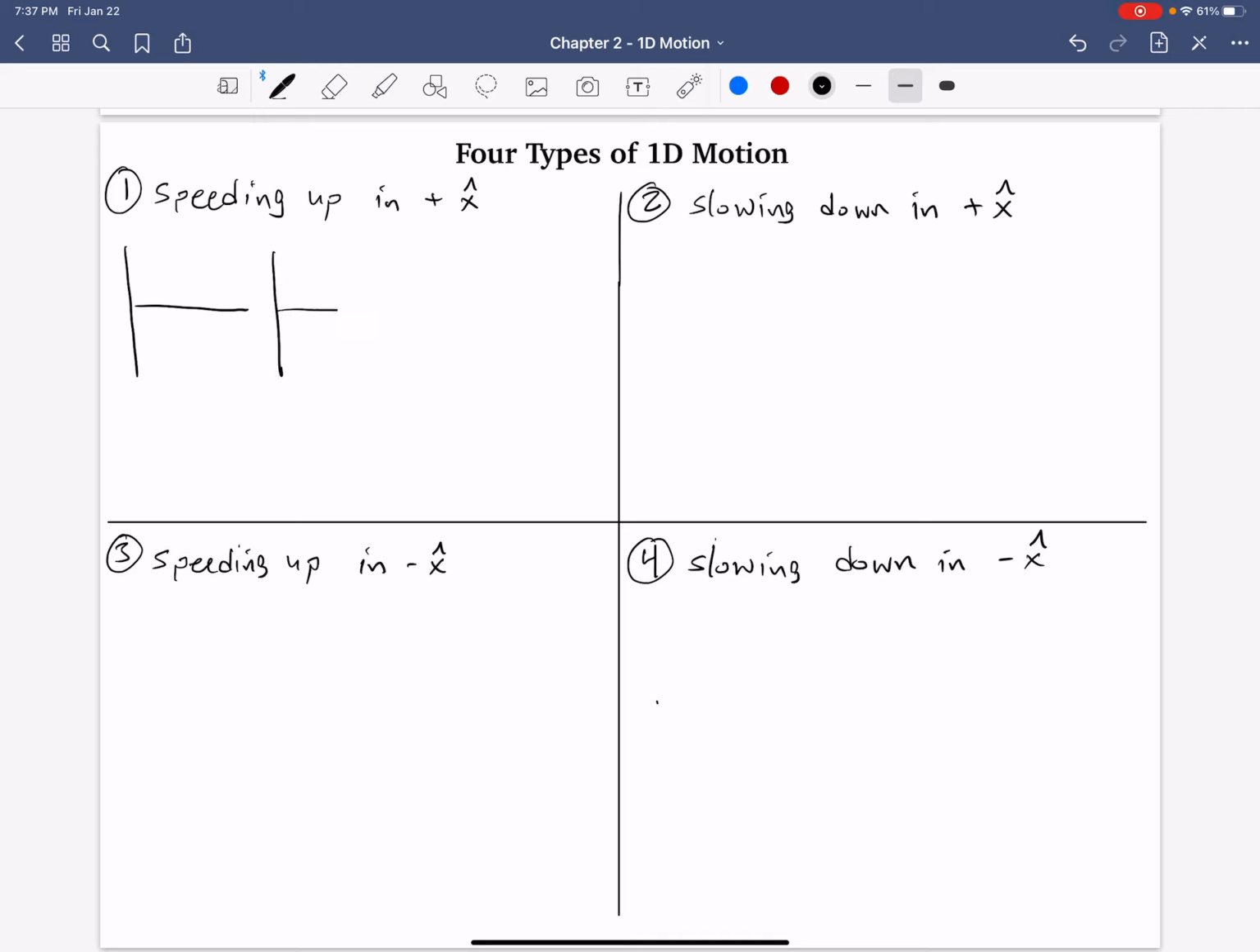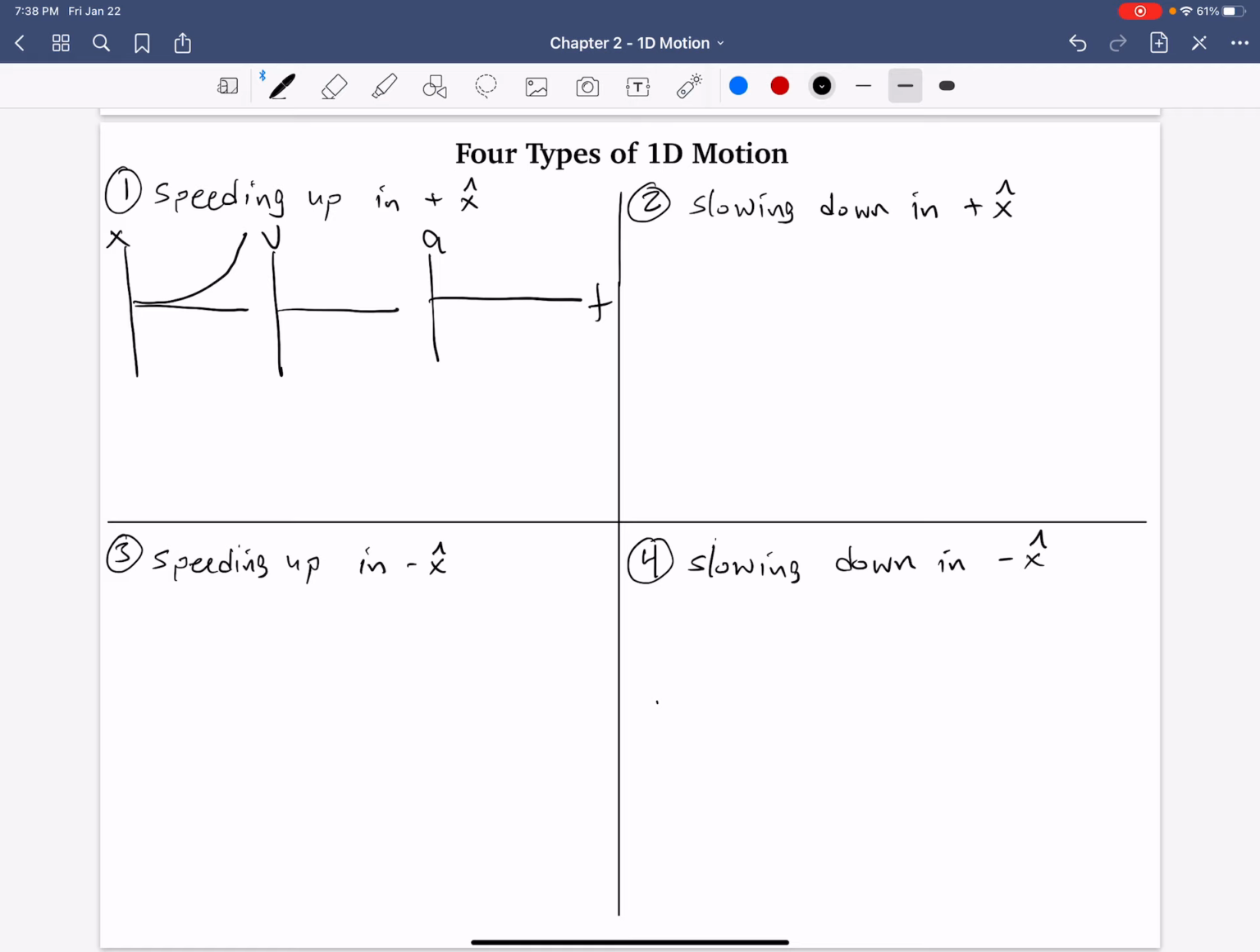So let me draw these real quick here. These are the x, v, and a, all versus time. So if an object speeds up in the plus direction, which by the way I'll take as to the right, that means that the slope has to be increasing in value. So a concave up curve on the x of t plot is what that means.